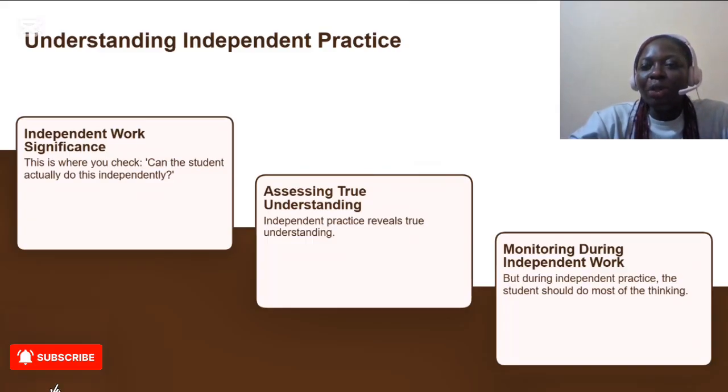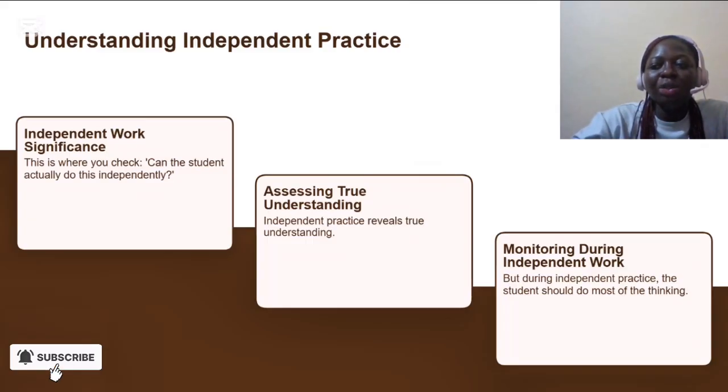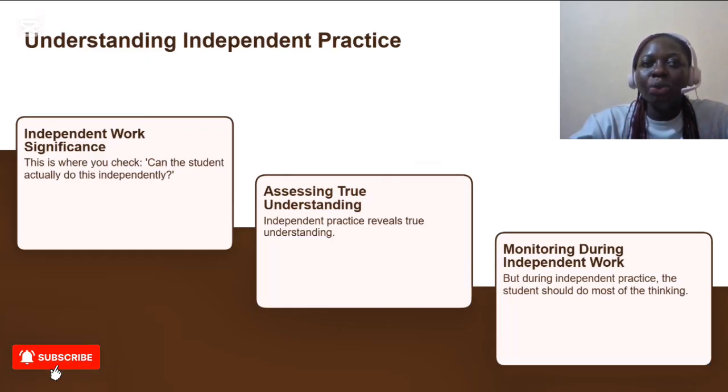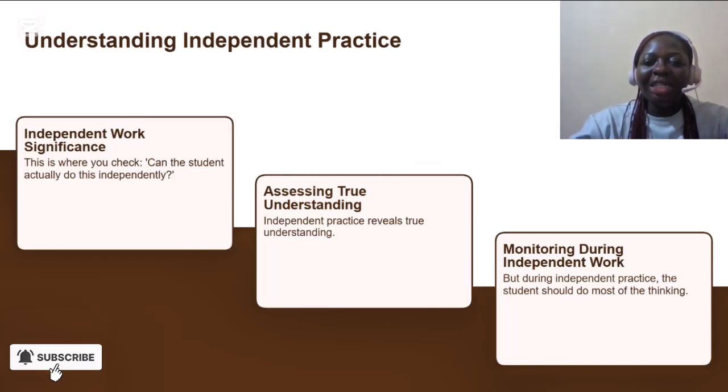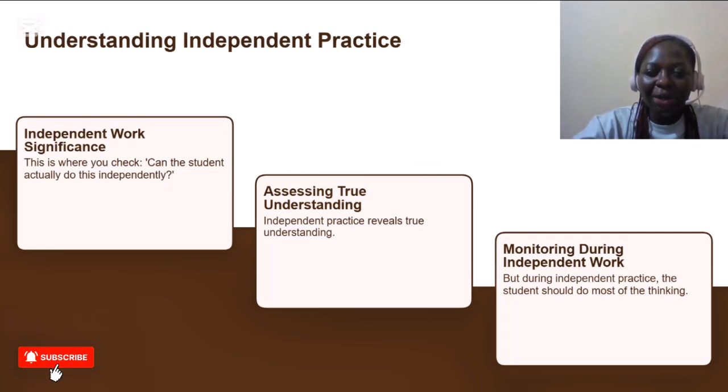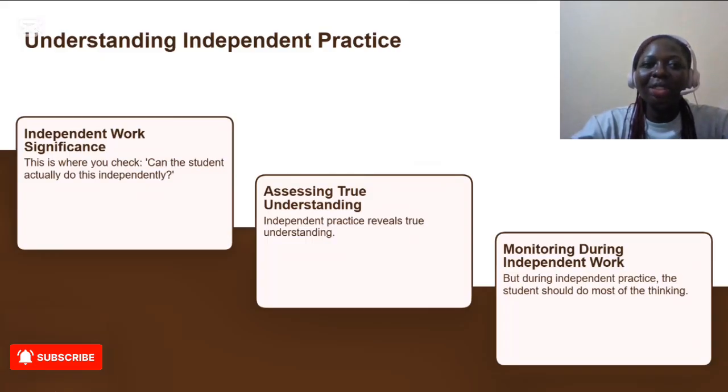So if you taught sentence structure, you might ask the student to write a sentence independently. If you did math, you might give them a problem and tell them to solve that particular thing independently. If you did counting, like counting in numbers, at this point you stay back and say, okay, can you count 1 to 10 for me? And the child is counting. That is how you know if what you taught during the guided practice, the child actually understood it or not.